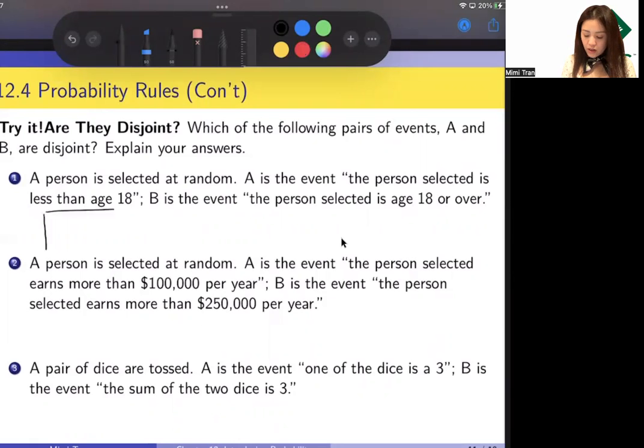Let's draw it out. I like Venn diagrams when it comes to probability. Here, the sample space is covered by the two events. Either you are less than 18 years old, or you are 18 and over. Can't be both, right? So definitely a disjoint event, because there's no overlapping. So A and B are disjoint events.